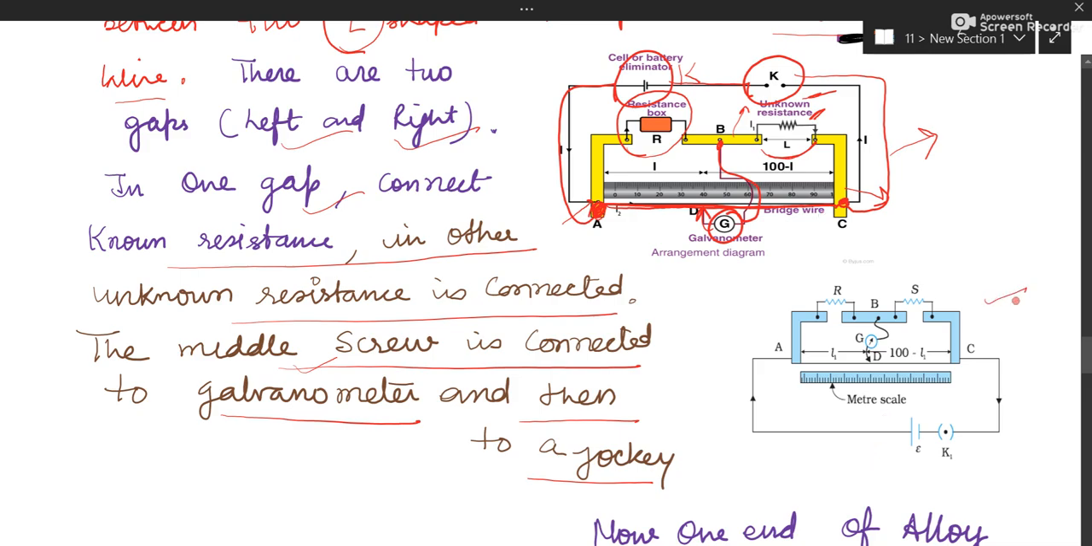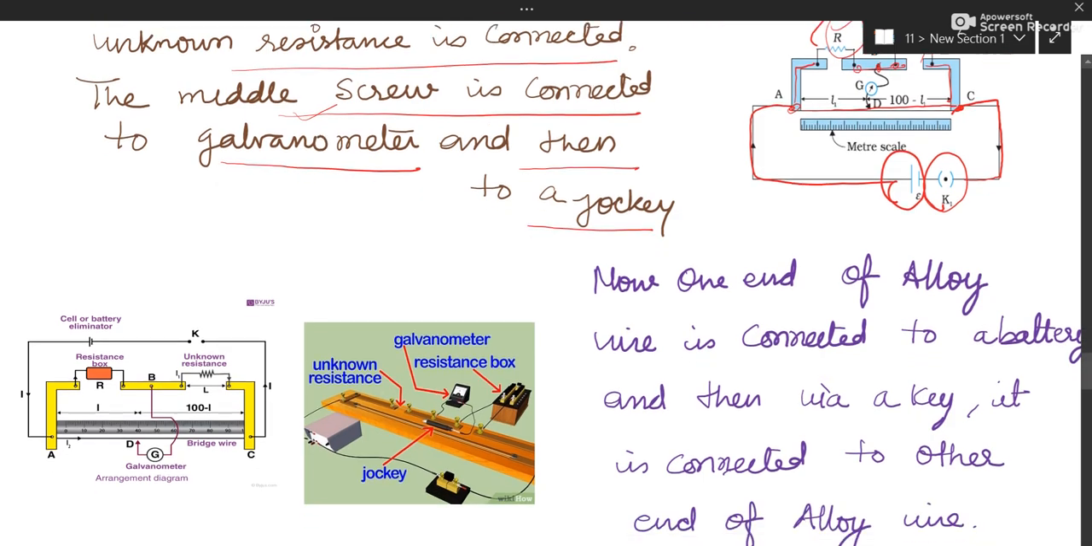In this diagram also you can see these are two thick copper strips, and one more copper strip. There are three screws and two gaps. In one gap we are connecting the known resistance, in the other the unknown. It is not fixed; wherever you can connect. Now this is the alloy wire. One end of the alloy wire is connected to a battery, then to a key, and the other end of the key is connected to the other end of the alloy wire. This is how it is set up. So experimentally your meter bridge is ready.